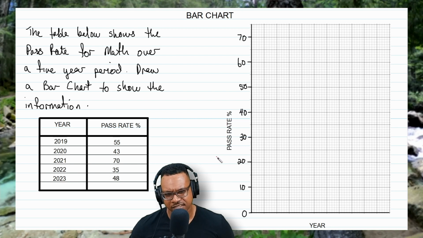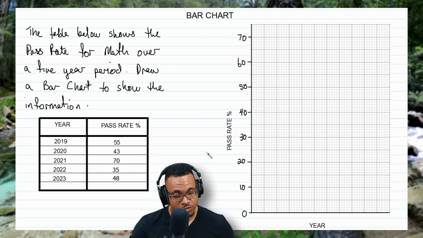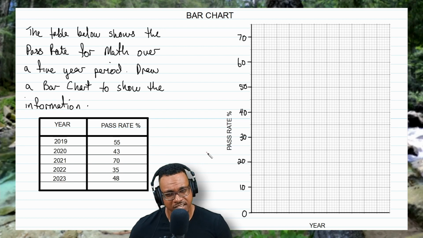Now with a bar chart, the bars don't touch each other. So the width of each bar must be the same. The space between each bar must also be the same. And the bars don't touch each other. Now there's another type of chart that the bars touch each other, and that's called a histogram. But here we are drawing a bar chart and the bars don't touch each other.